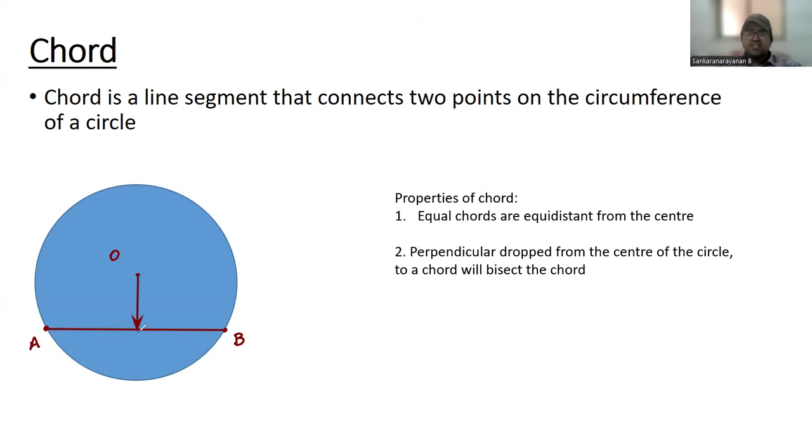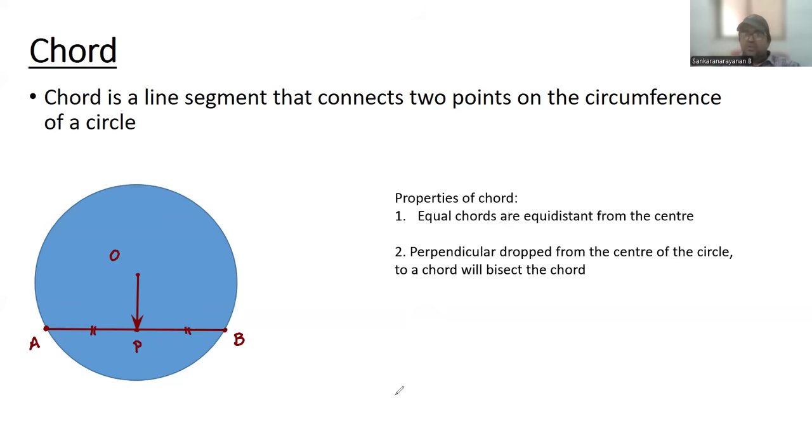It just means that this point where this perpendicular meets AB, let me take that point as P. So this OP will be making 90 degrees here with AB. Now this perpendicular OP is going to bisect AB. What does that mean? It means that AP will be equal to BP. Got it? So they will be equal in length. They bisect the chord. This is an important result that you have to consider.